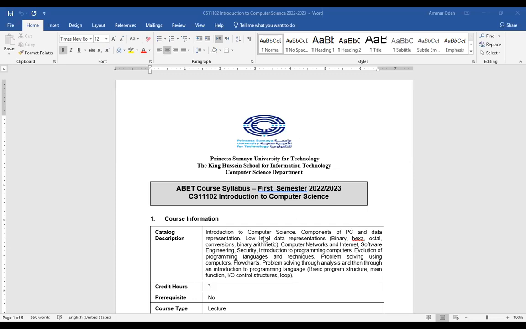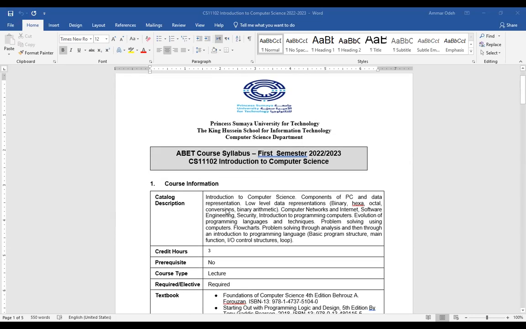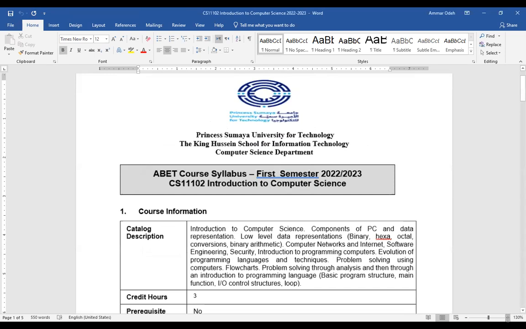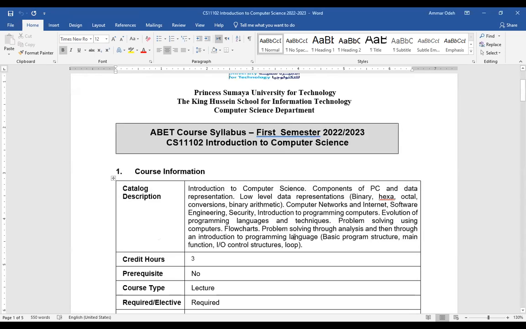So first of all, the course is Introduction to Computer Science, and the course code is 11102 CS, which belongs to the Computer Science department. In this course, we will cover the introduction to computer science in the first chapter. Then we will go to data representation, low-level representation, and we will discuss the different numbering systems like binary, hexadecimal, octal, and how to convert from one numbering system to another.